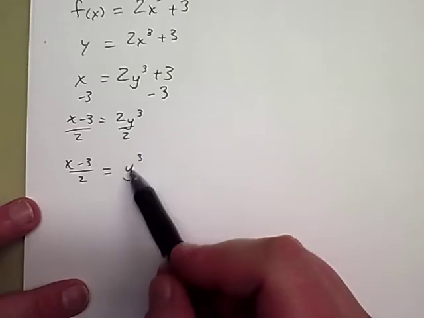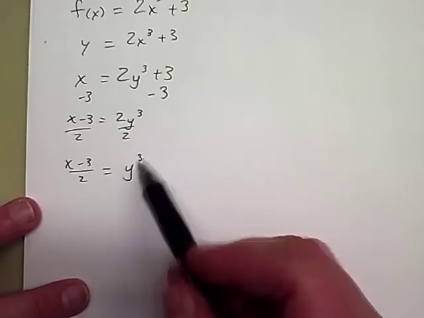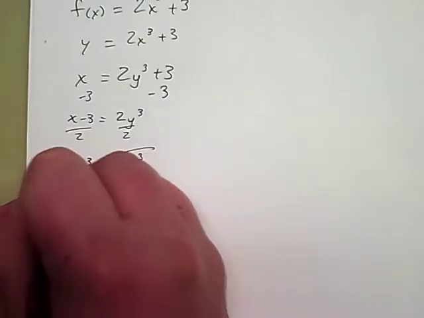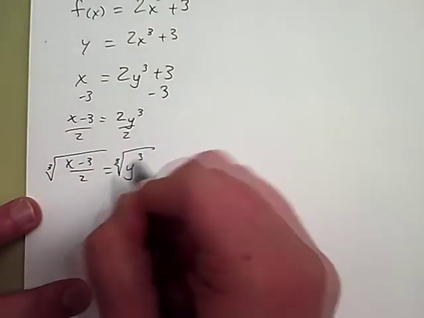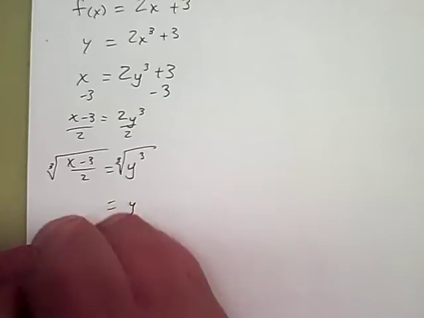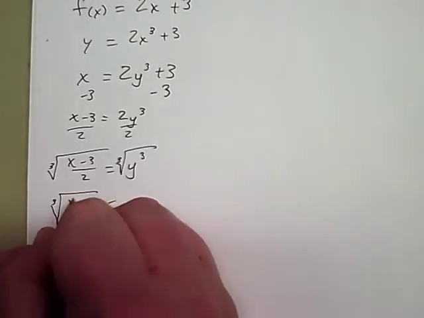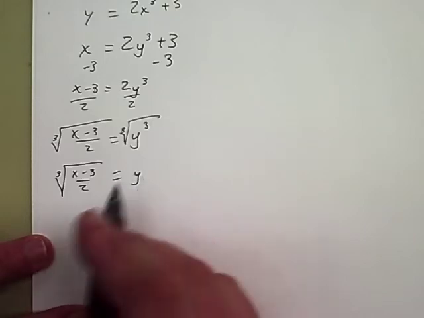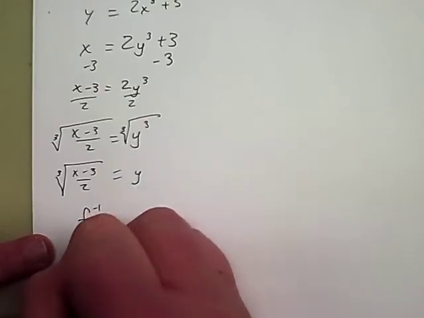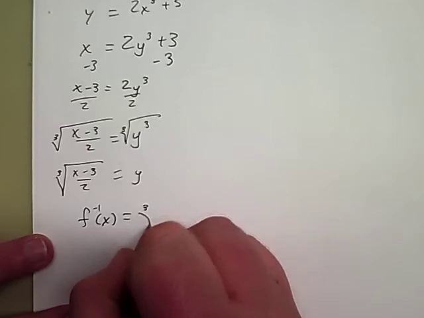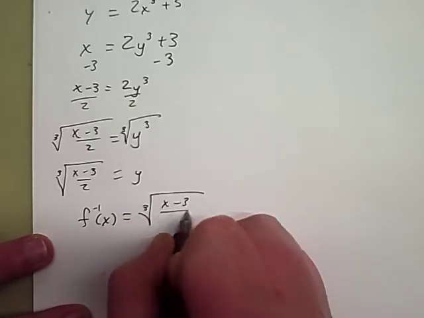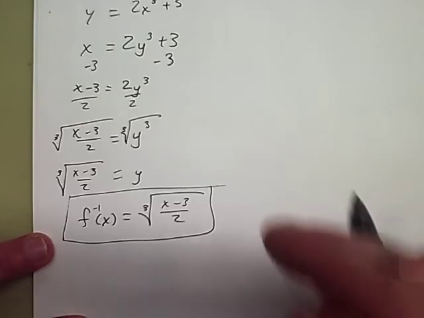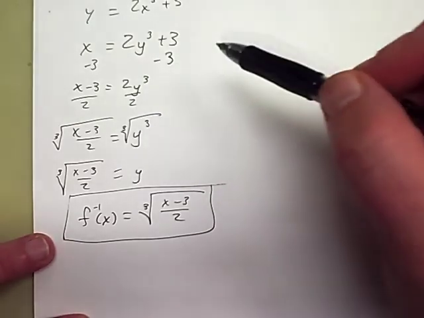Now, what is the opposite of a cube? The opposite of a cube would be a cube root. So now the cube is gone, and I have y on the left side, and now I have the cube root of (x minus 3) all over 2. And again, now that y is by itself, I can replace it with f inverse. And I'm done.